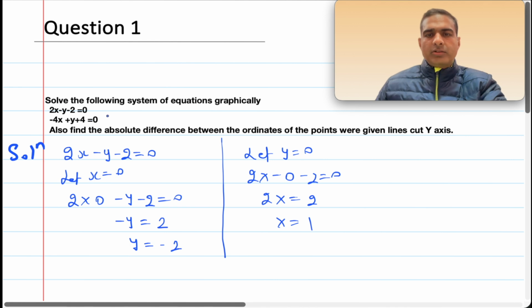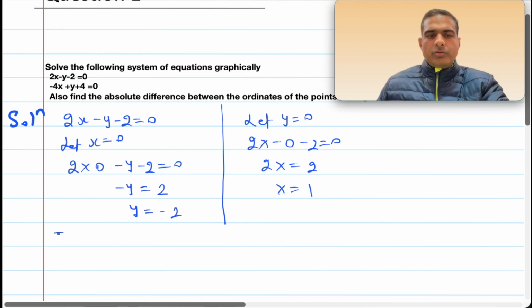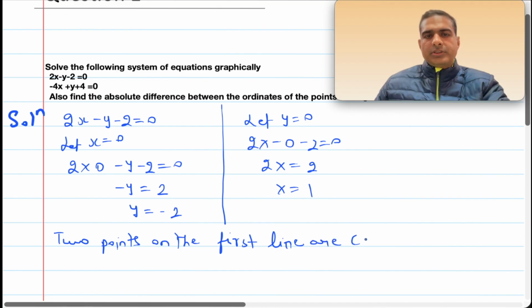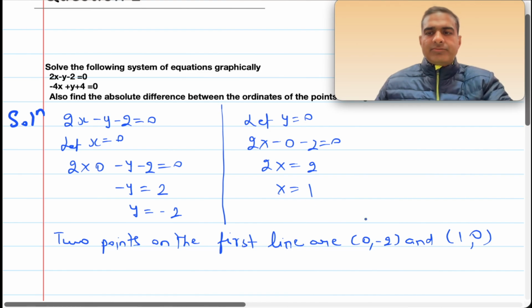So we got 2 points lying on the first line. So we can write, 2 points on the first line are, once we substituted x is equal to 0, so we got minus 2, and when we substituted y is equal to 0, we got x is equal to 1. So the 2 points are 0, minus 2 and 1, 0. Remember, we have to write x first and then y.